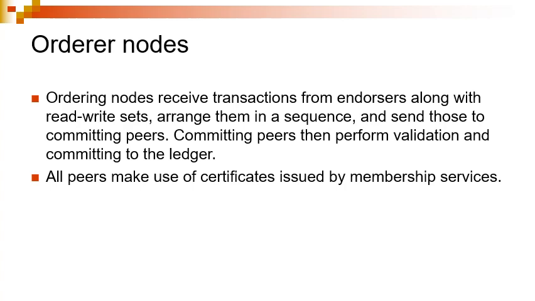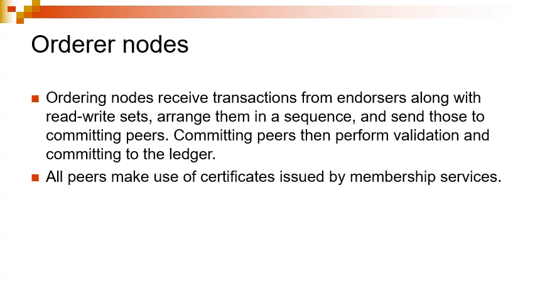Then there are orderer nodes. So we know that in blockchain, transactions should be processed in sequence in the same order on every node, and if the transactions are not processed in the same order on every node, then the results will not be deterministic. We cannot predict the results. So the sequencing, the ordering of the transaction is very important. If the transactions are processed in the same order on every node, then the results will be the same on every node, every peer.